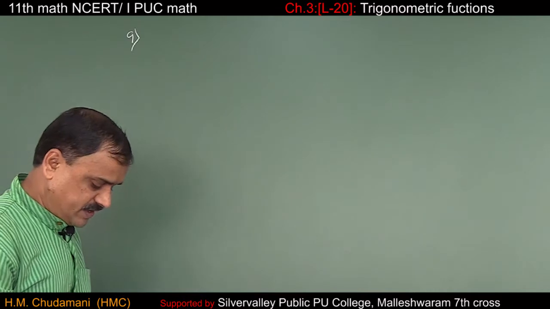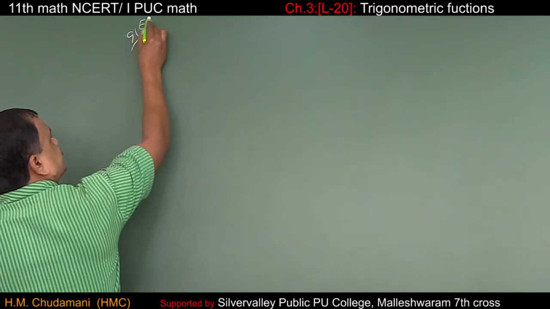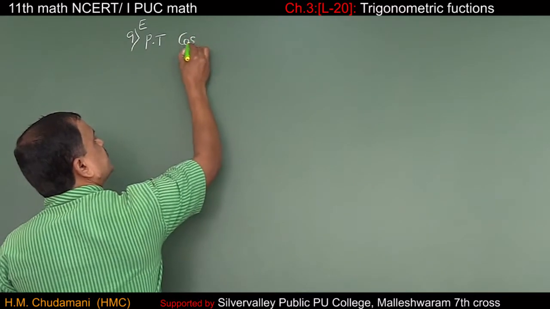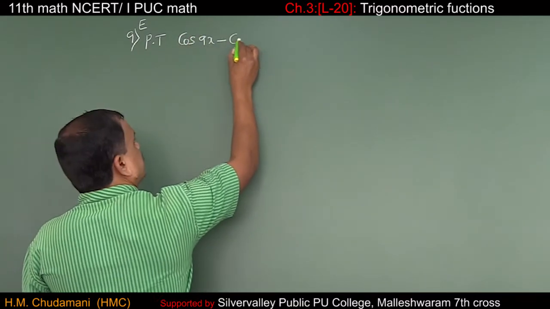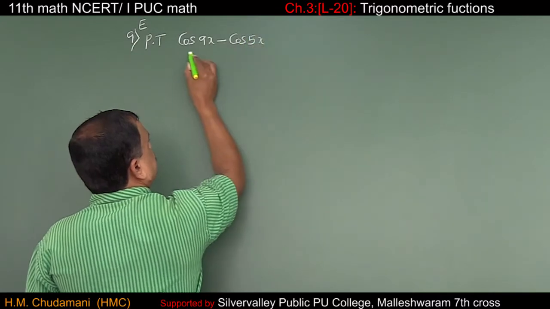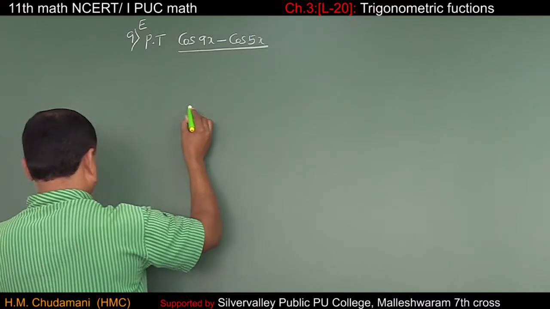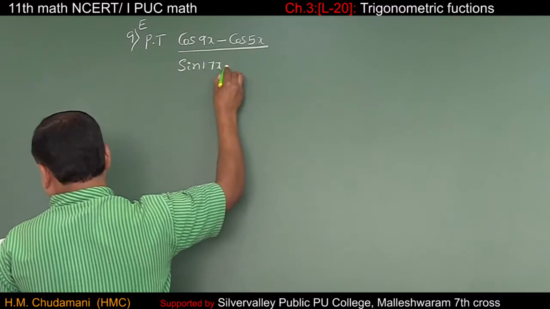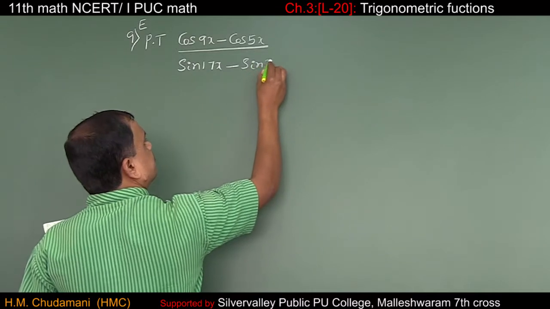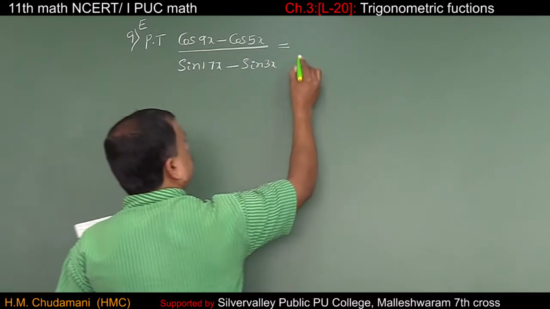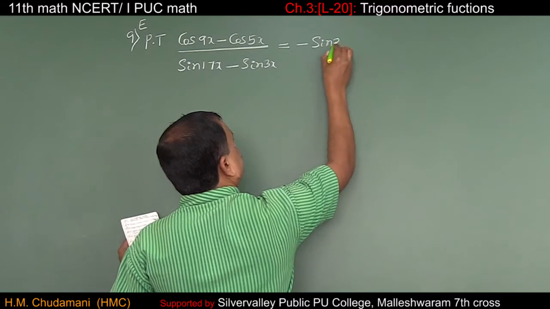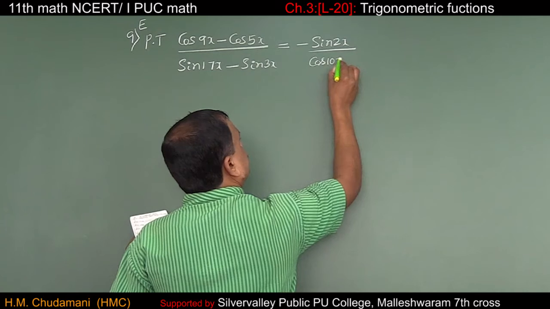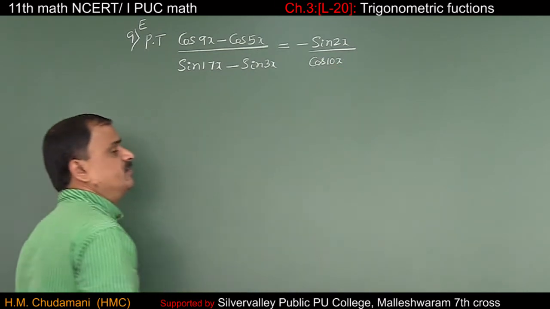Okay. Next, question number 9, exercise problem. Prove that cos 9x minus cos 5x divided by sin 17x minus sin 3x is equal to minus sin 2x divided by cos 10x.